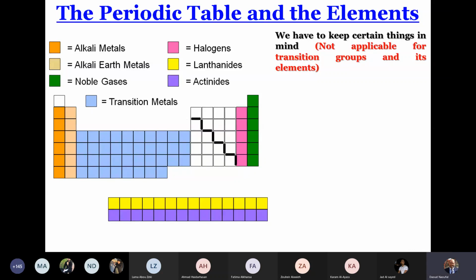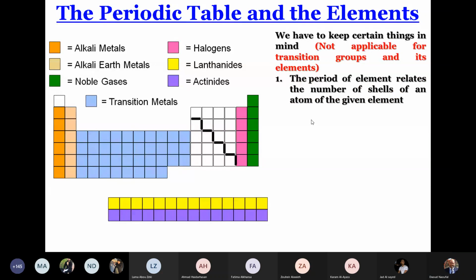We have to keep in mind some important properties. The period of the element: the periods are the elements in the same row. The groups are the elements in the same column. The period of an element relates to the number of shells of an atom of the given element. Suppose an element is in line 4: 1, 2, 3, 4. So I say that it has 4 shells, or it's in line 4 or in period 4.